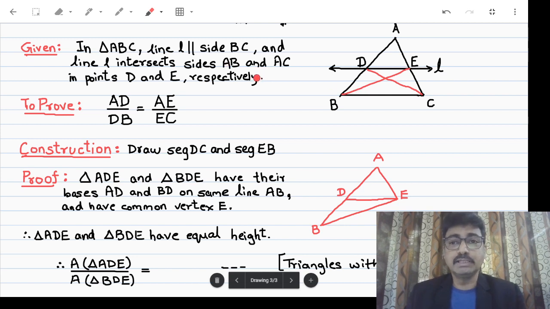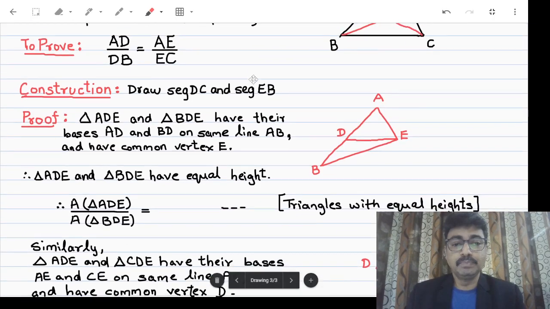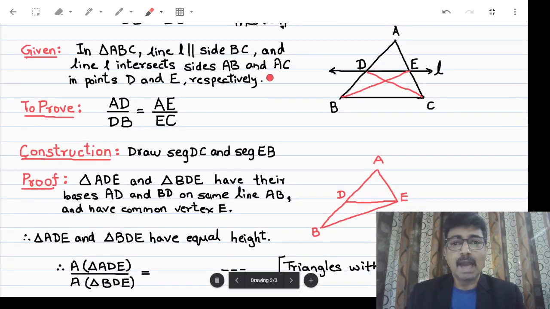Then let us move ahead. In our earlier videos, we have learned about triangles having equal heights and what the ratio of their areas is. So here we will have two such examples where the triangles will have equal heights. So let's look at the proof. For the proof, I have taken a small part of the original diagram and redrawn it below. Do you see this is a part of the original diagram?